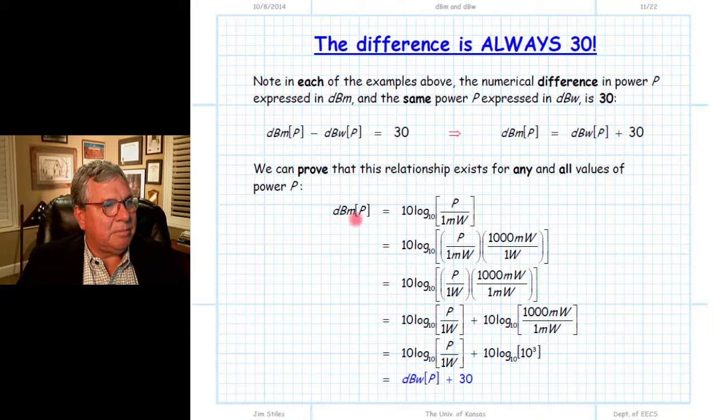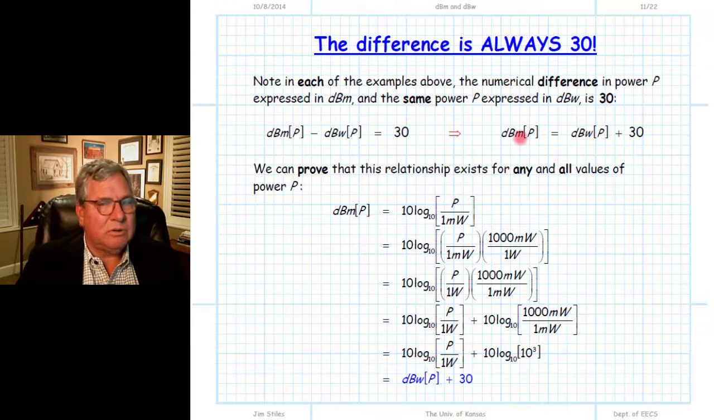The dBm operator applied to a value P is by definition equal to this. And then we can go through and multiply by 1, being 1,000 milliwatts divided by 1 watt, and then rearrange things a bit. And of course, the key thing is the log of x times y is the log of x plus the log of y. And so we get a value that is here. And this is the identity that's shown here.